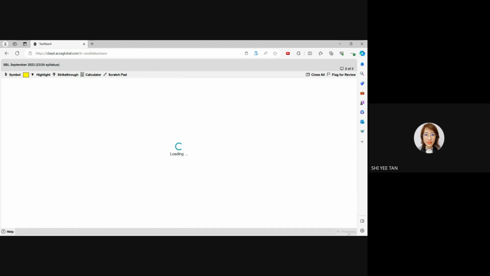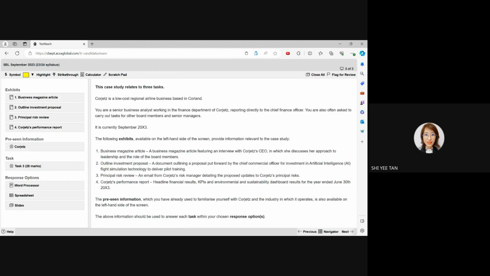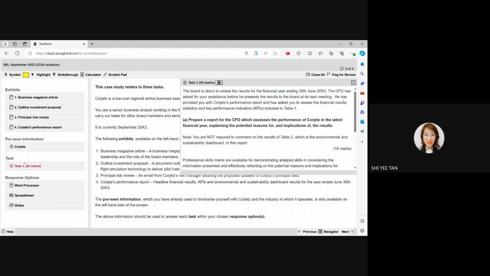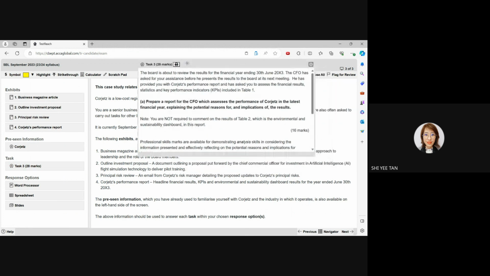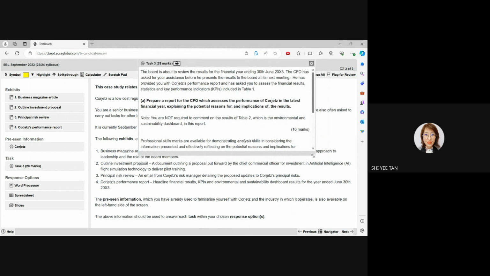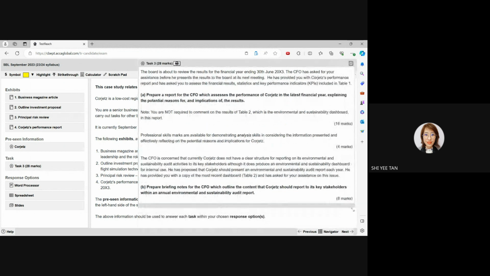Okay, so next question is task 3. Wait, let me check my print screen. See whether I print screen everything or not. You also check your print screen. See whether you print screen everything. Okay, fine. Task number 3, quickly have a look.